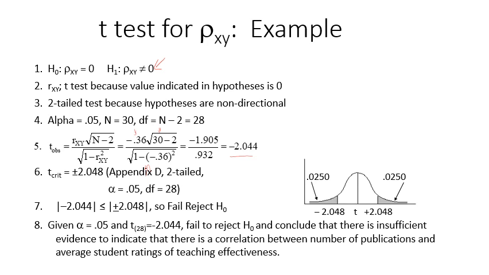If our sample size had been 1 higher, just instead of 30 it had been 31, and it had maintained the same correlation, that negative 0.36, then we would have rejected H0. The critical value would have been less, and we would have rejected H0. Shows the benefits of having larger sample sizes.